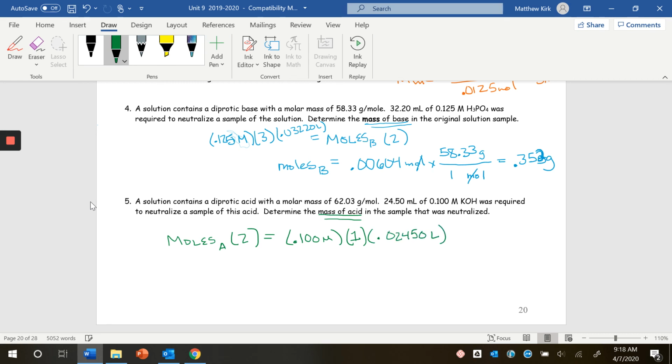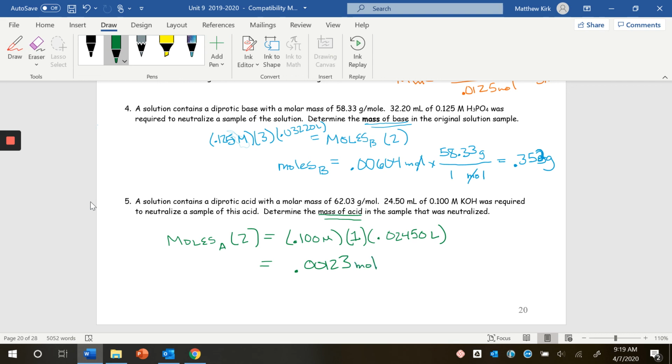And why do I have 0.002450? Remember, volume must be in liters. So we can take milliliters and divide by 1,000. So to do our work, 0.1 times 1 times 0.2054, then divided by 2, and I get that I have 0.00123 moles of our acid.